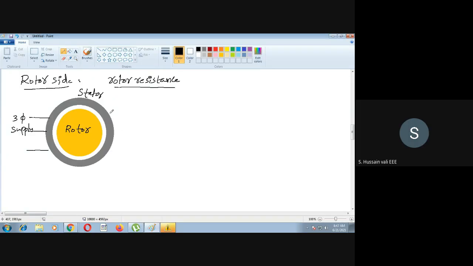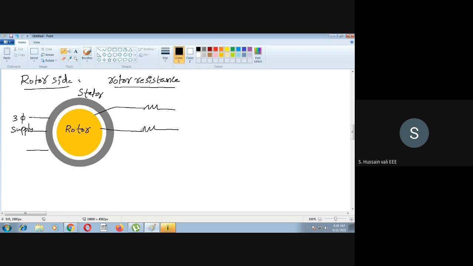I hope you remember that two types of rotors are there: squirrel cage and slip ring induction motor. In the slip ring rotor you have the option to connect the rotor to an external circuit. This is the option you have in case of your slip ring rotor. So that option will take care here. And then you see here it's a three phase, so you connect a resistor here.